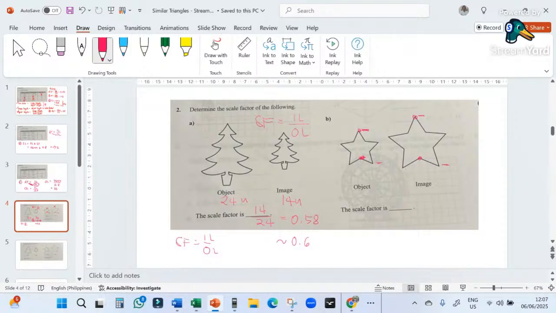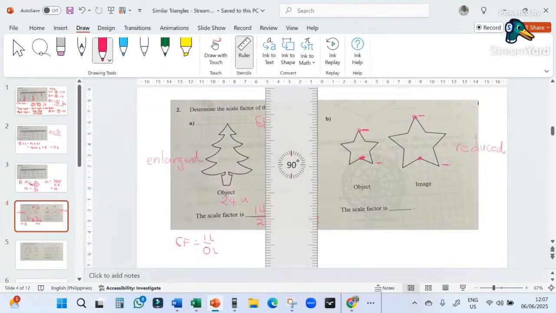Now, the first pair, from the image to the object, is an enlargement. The image here is big and the object is small, so this is enlargement. And what's the other one? Reduction. So this is a reduced image, and this is an enlarged image. But we will be using the same image over object formula.